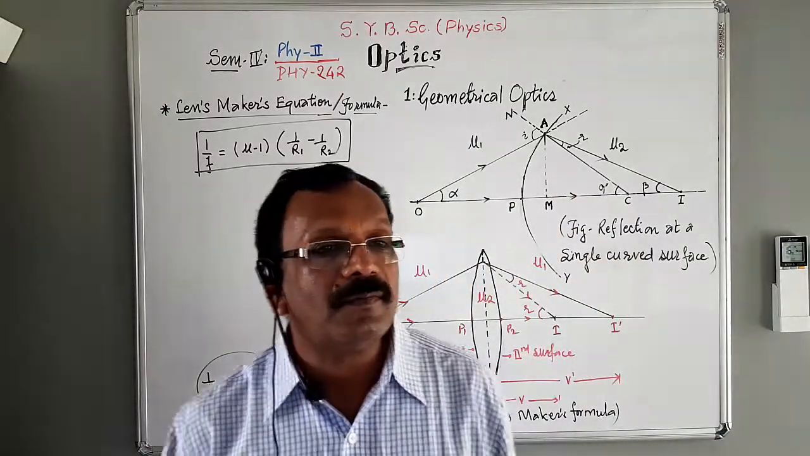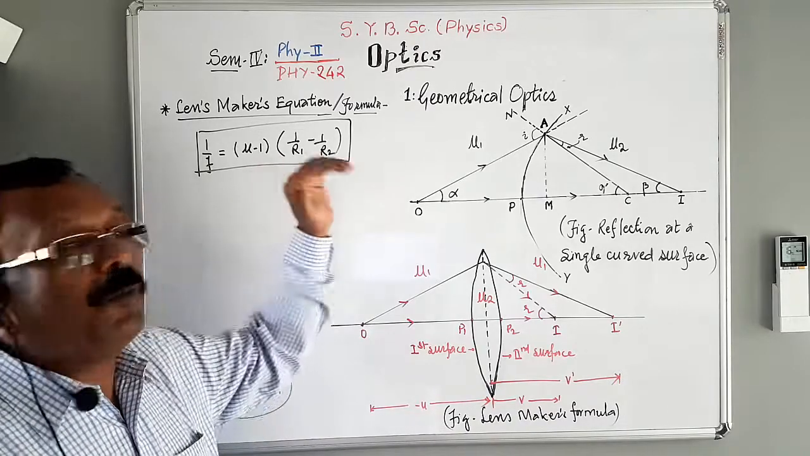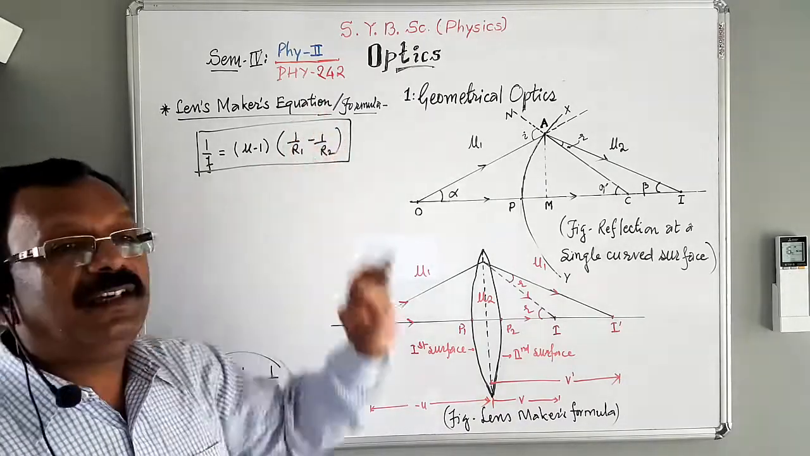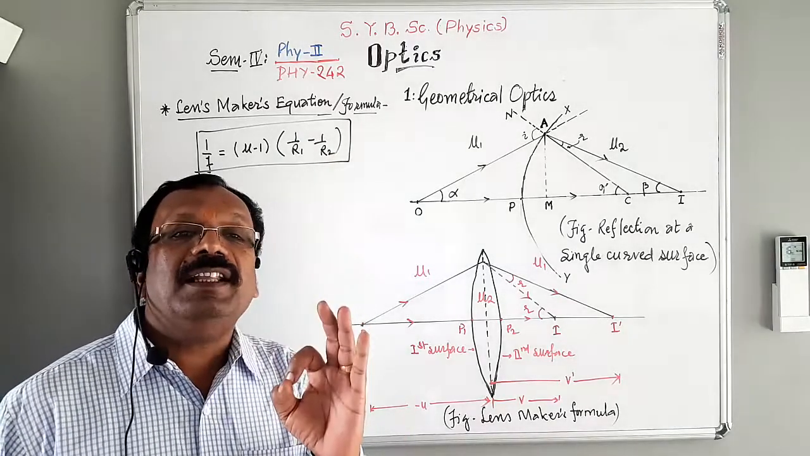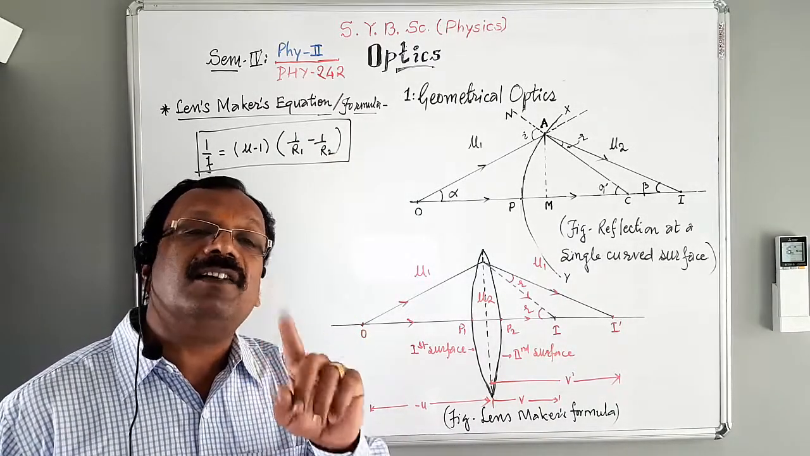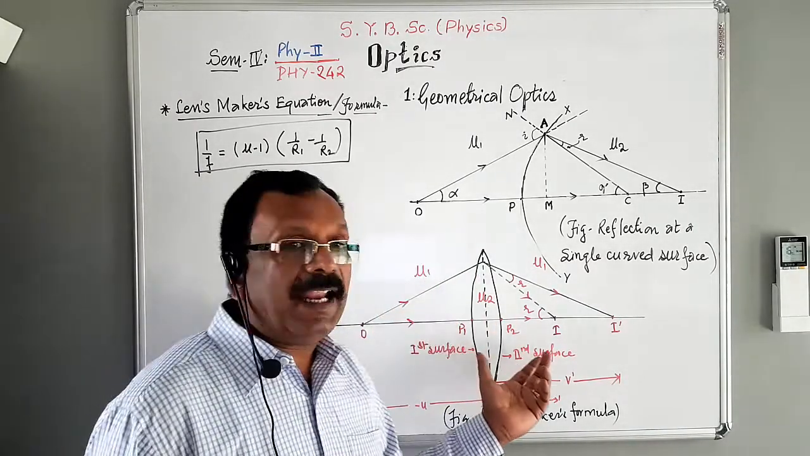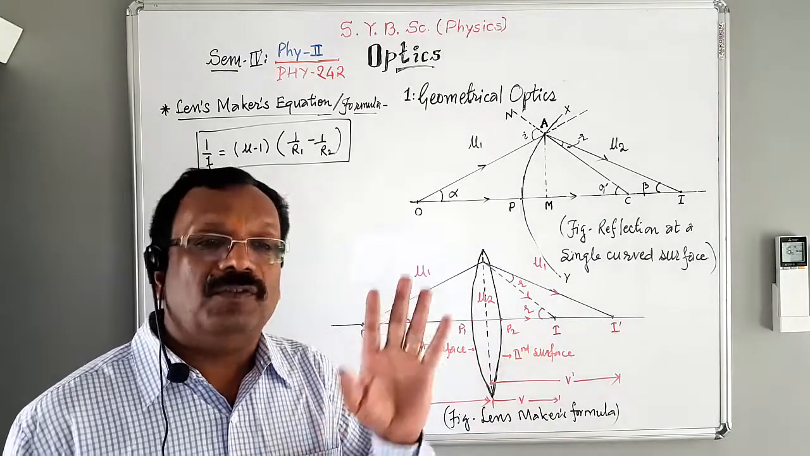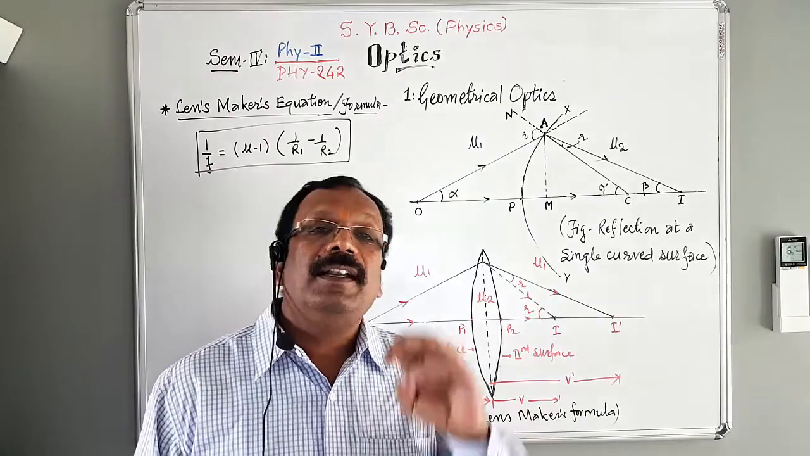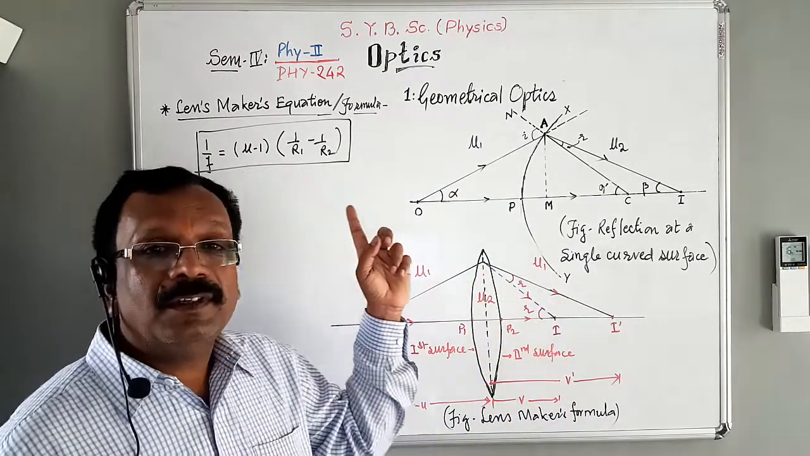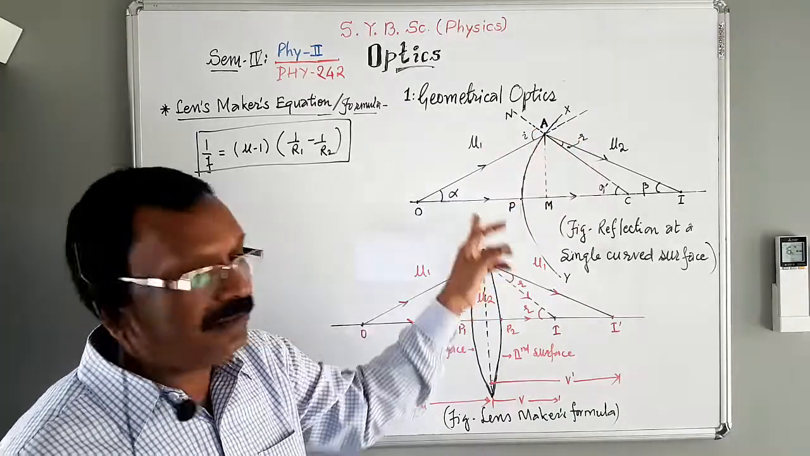Okay, see here. Before obtaining the lens maker formula, we have to study refraction at a single curved surface. Then we can understand lens maker formula, otherwise no. So before obtaining lens maker formula, let us study refraction at a single curved surface, which is shown in this figure.